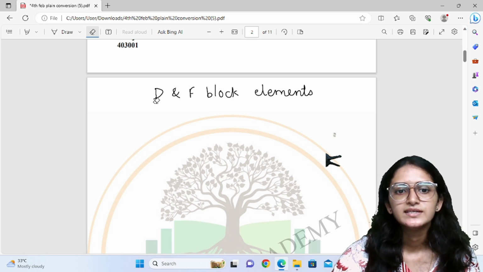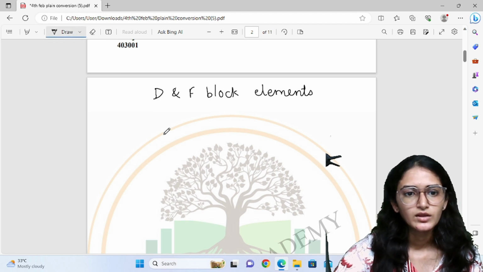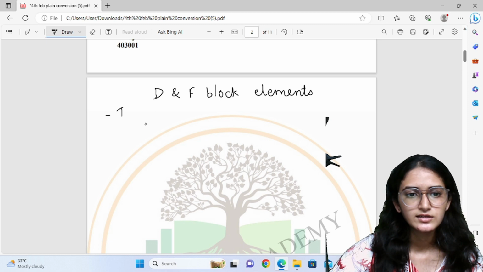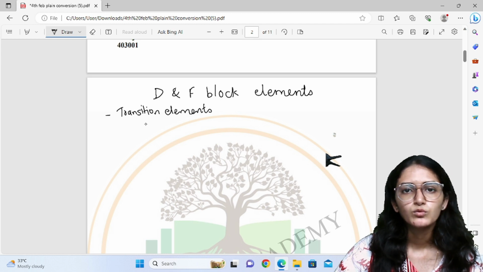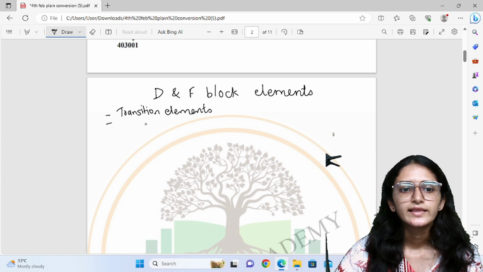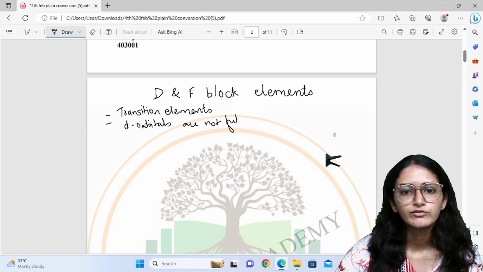D block elements are also called transition elements. So the D series or D block are also known as transition elements. Now there is one reason why they are called transition elements. First of all, they have incompletely filled d orbitals. So d orbitals are not fully filled.